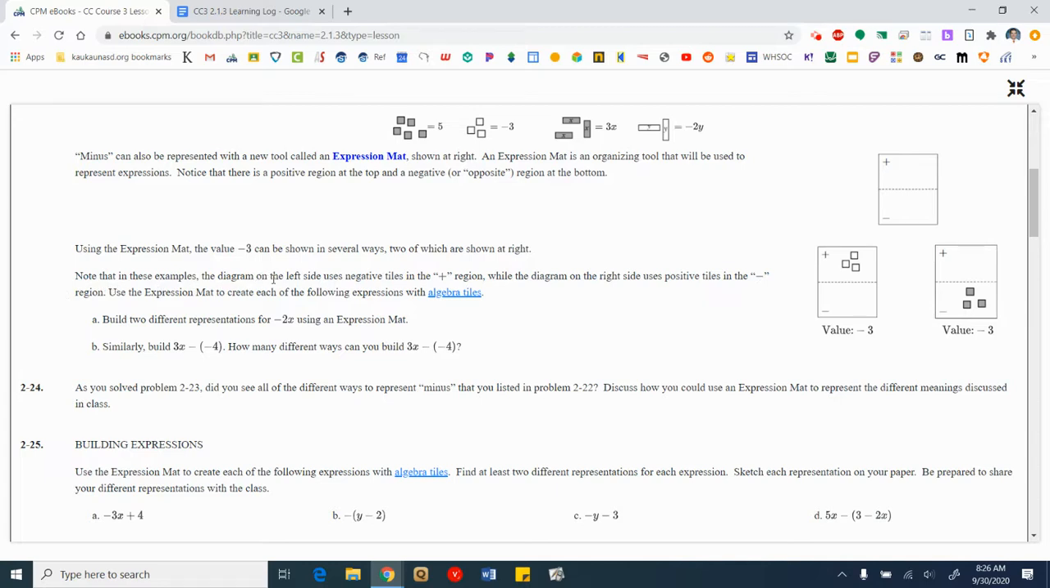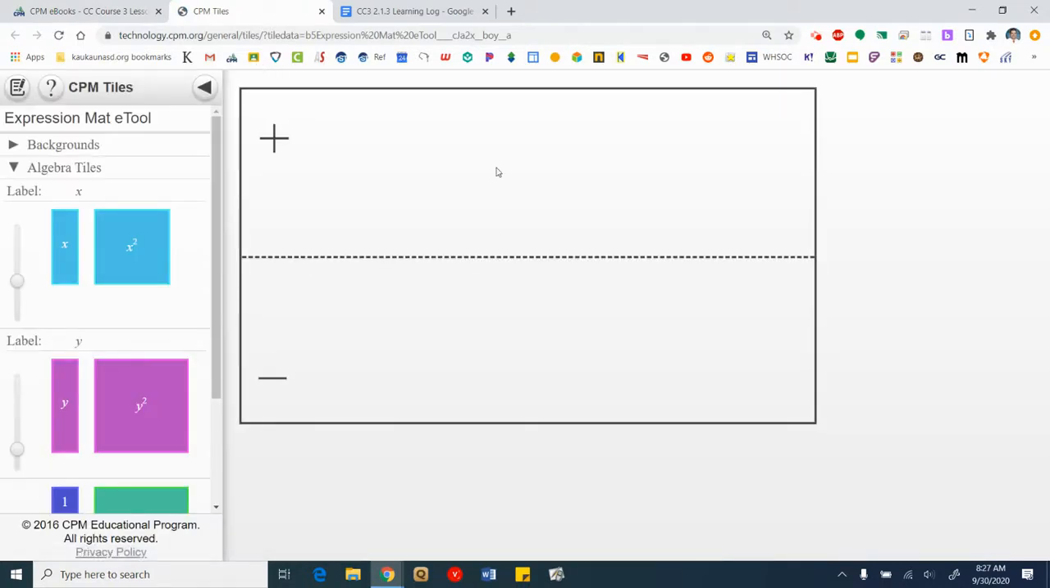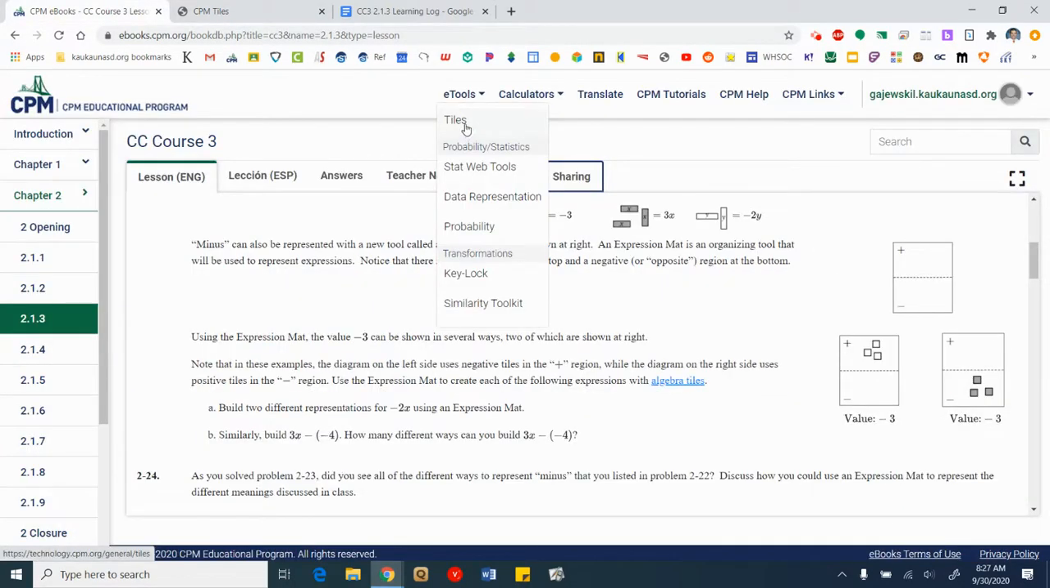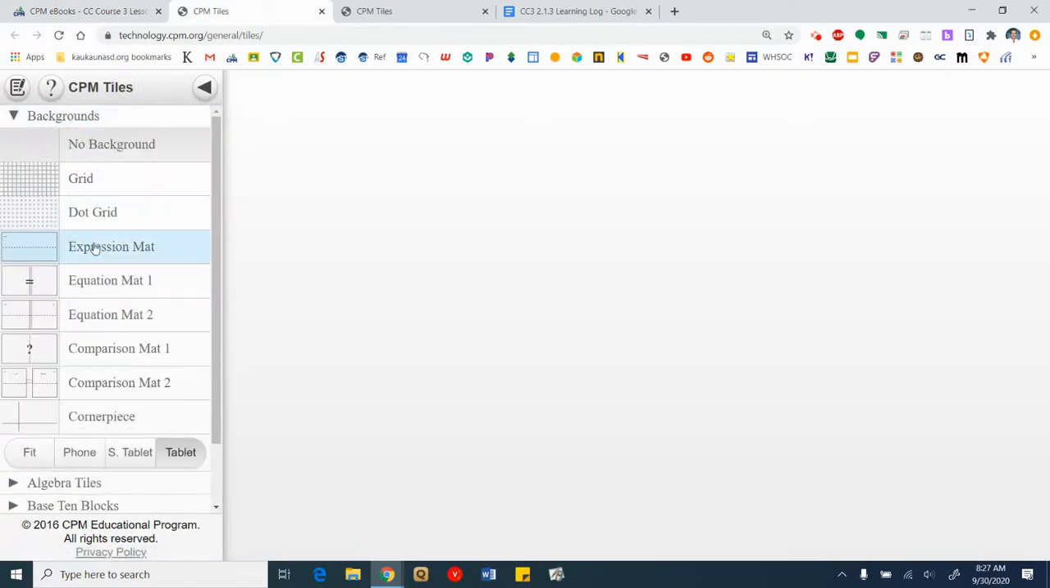Note that in these examples, the diagram on the left side uses negative tiles in the positive region, while the diagram on the right side uses positive tiles in the negative region. Use the expression mat to create each of the following expressions with algebra tiles. So we can go ahead and click this link, open up our tiles. This will take me right to an expression mat. Another way we can get there is I can leave full screen, eTools, tiles. My backgrounds, the expression mat is in there.